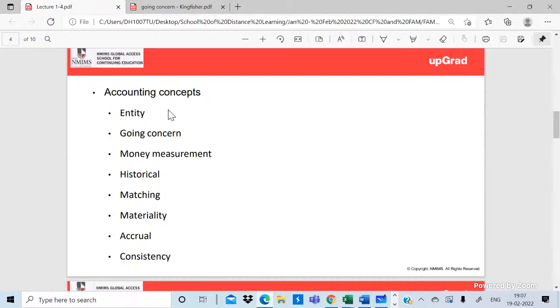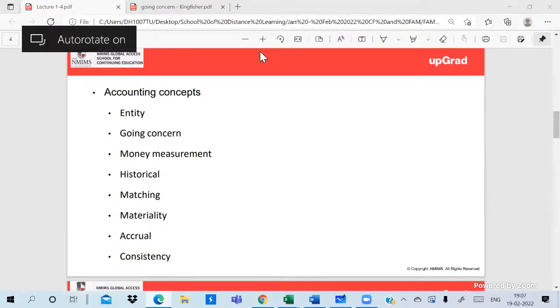Let's look at the first one, which is the entity concept. Anyone who can tell me what you mean by entity concept? Company. Okay, fine. I've got an answer saying company. Anything else? Anything that participates in a financial transaction, ownership of the company, business entity different from the owner.